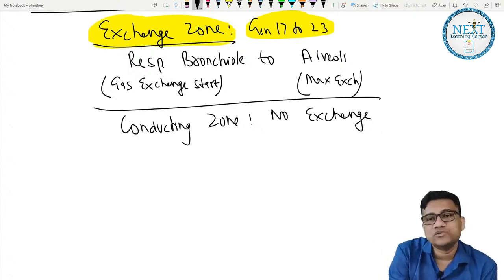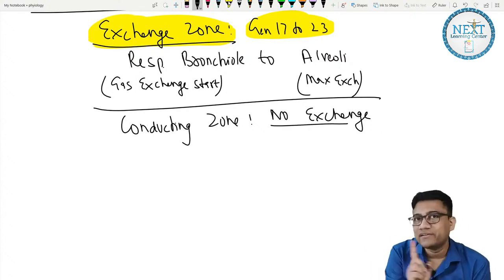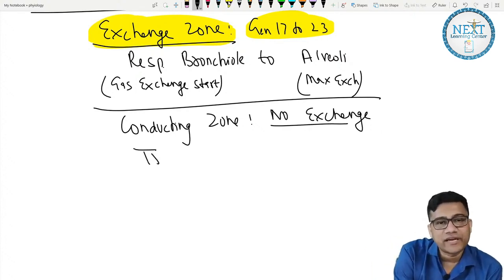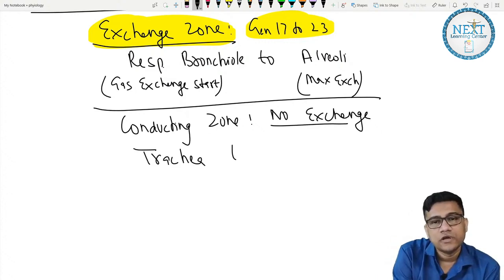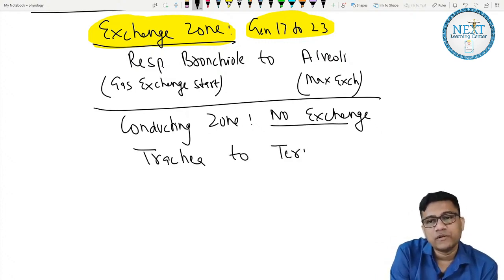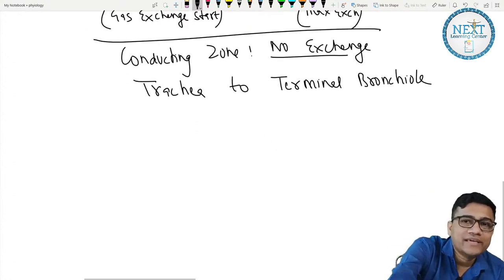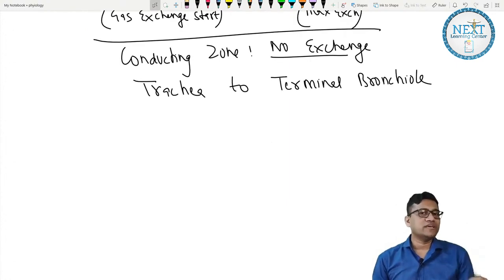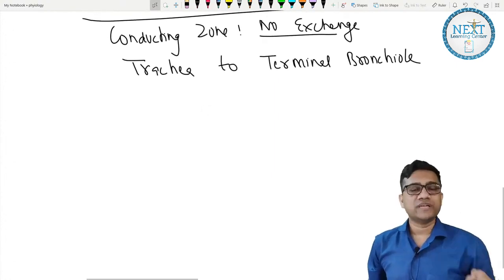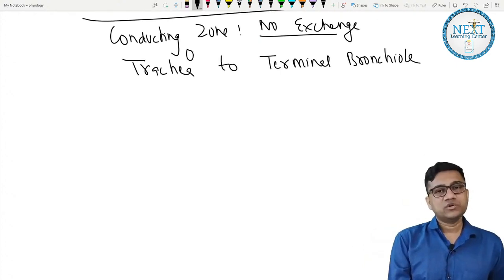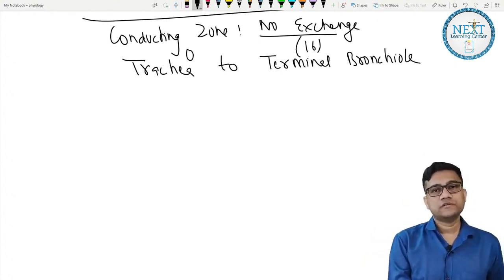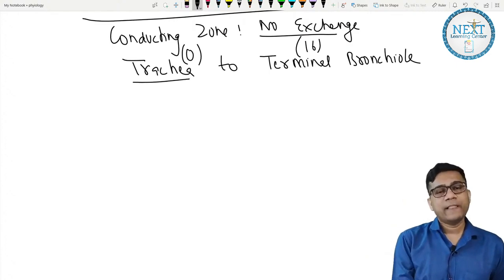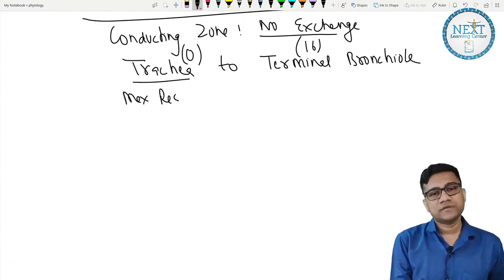Now conducting zone is no exchange, only transfer of air, and it is from trachea to terminal bronchiole. So trachea to terminal bronchiole is called as what? The conducting zone. I hope it's clear. So what generation? 0 to 16. Trachea has maximum resistance.